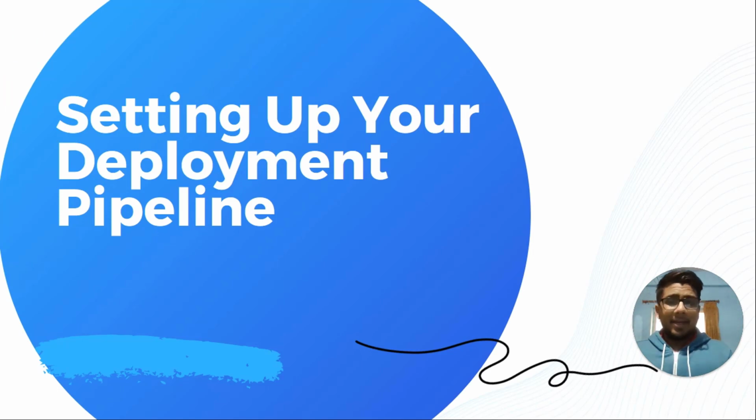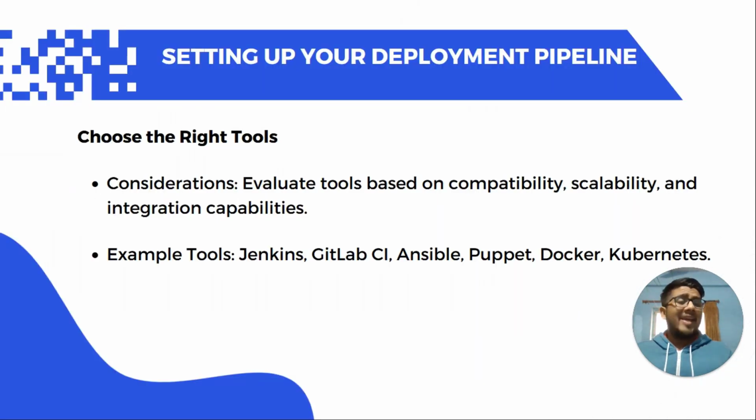Setting up your deployment pipeline. What are the steps to set up your deployment pipelines? First is choosing the right tools. Consider tools which are compatible with your products, aligned with your needs, and which could scale in the future as per your requirements. Tools like Jenkins and GitLab CI can help to scale your products in the future.